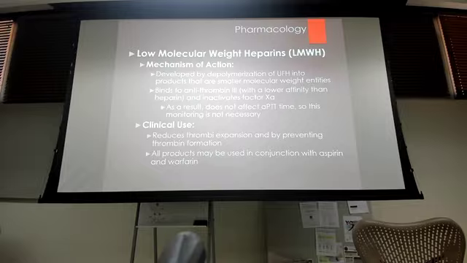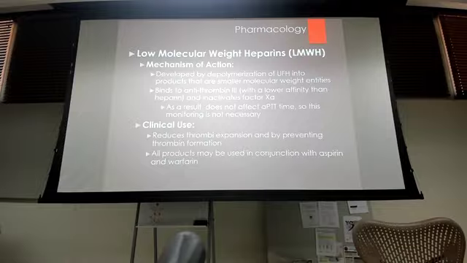More predictable dose response, so you can predict more of what's going to happen based on what you give, based on weight, with the low molecular weight. And it has a longer half-life, so less frequent dosing. Because you can also use the low molecular weight outpatient versus just in the hospital.